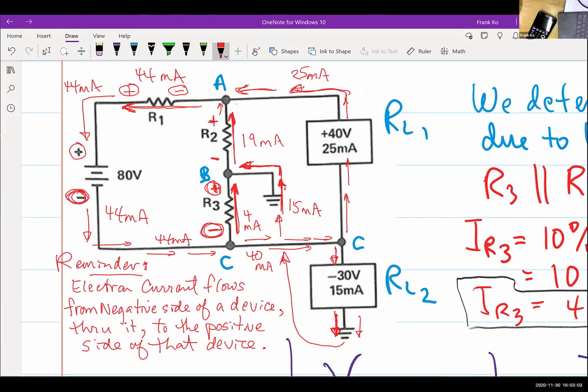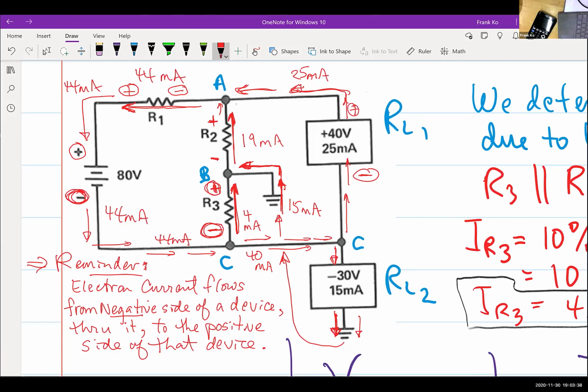Now, here's how you look at that negative voltage. Watch this. So the bottom of the first load resistor, RL1, should be what polarity? Negative. Why? Because of the reminder. The reminder tells you electron current flows from what side? From the negative side of the device through it to the positive side. So the bottom's got to be negative and the top's got to be positive.